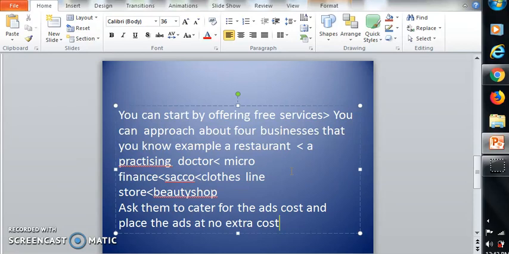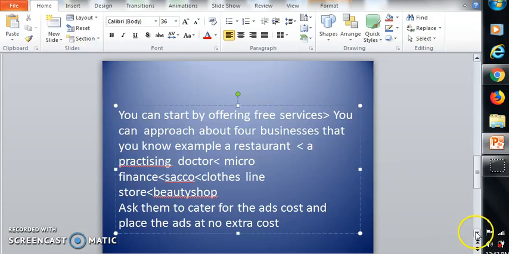And for sure, businesses nowadays need to go to e-commerce and start doing online adverts, because that is where business is now. Now, you approach these kinds of businesses and tell them this is what you're doing, and this is what you're likely to be charging with time. But since you're starting up, you won't charge them any fee to place adverts for them, or make their businesses known out there online. So just have an agreement with them that they will cater for the advert costs, and you place ads for them online at no extra cost.